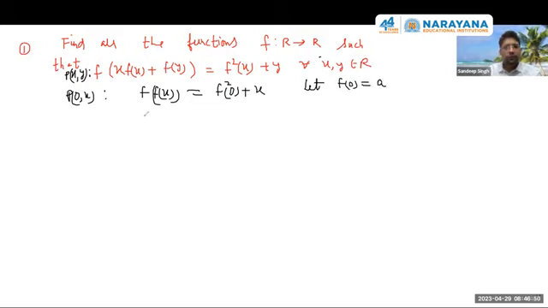Is it clear? That means f of f of x is x plus a square. Again, f of 0 is a. So let me put x equal to minus a square so that I get a root of this. That will be f of f of minus a square, which is equal to 0.